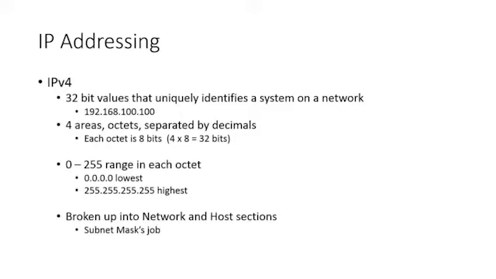But again, IP version 4, 32-bit address. Now, there are 4 areas in that address. So if you think about it, you got 192.168.100.100. So I had 4 different areas there. Those areas are called octets. And those octets are separated by those decimal points. So again, 192.168.100.100. So I've got 4 areas, or 4 octets, that are separated by decimals.